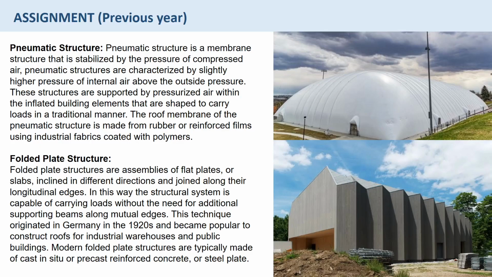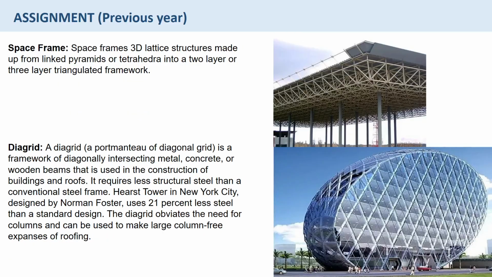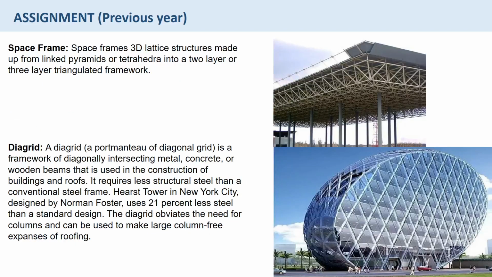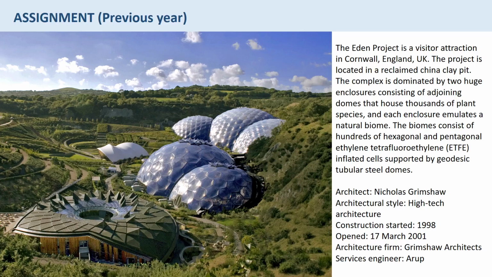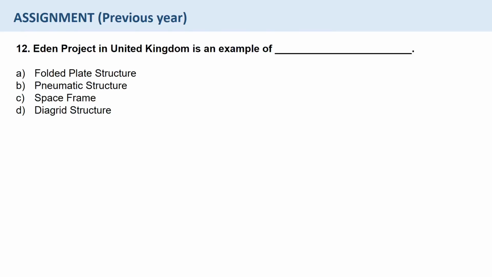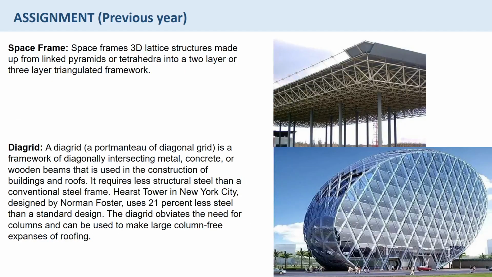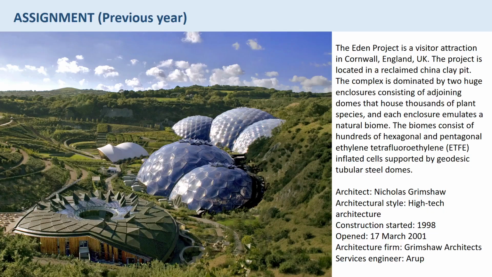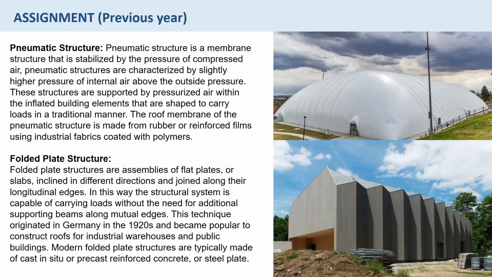So pneumatic structures, folded plate structures, space frames and diagrid, all these terms have been explained in previous questions also, so I will not be explaining them again. So our question was that the Eden Project in UK is an example of folded plate structure, pneumatic structure, space frame or diagrid structure. So our answer is B, pneumatic structure. Like it mentions, it's ETFE inflated cells which are supported by geodesic tubular steel domes.